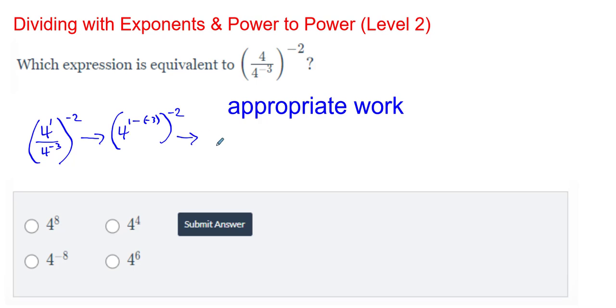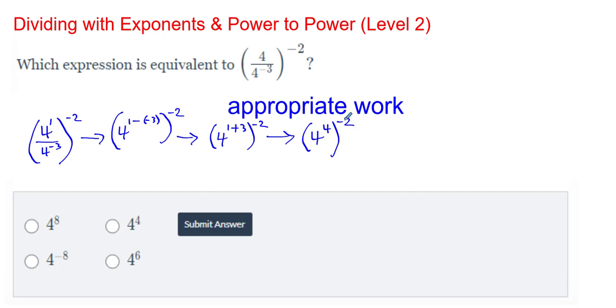We're going to simplify that. That's going to give us 4, let's see, that's going to be 1 plus 3. So I'm going to write 1 plus 3, just simplifying the double negative. And then 1 plus 3 is 4. So inside I have 4 to the power of 4. And then I still have that negative 2 on the outside.